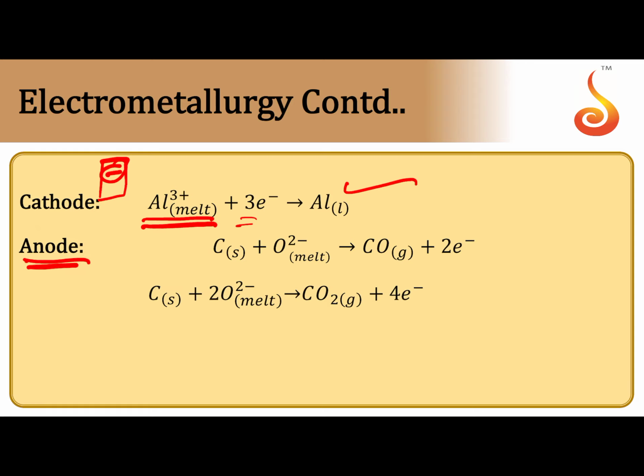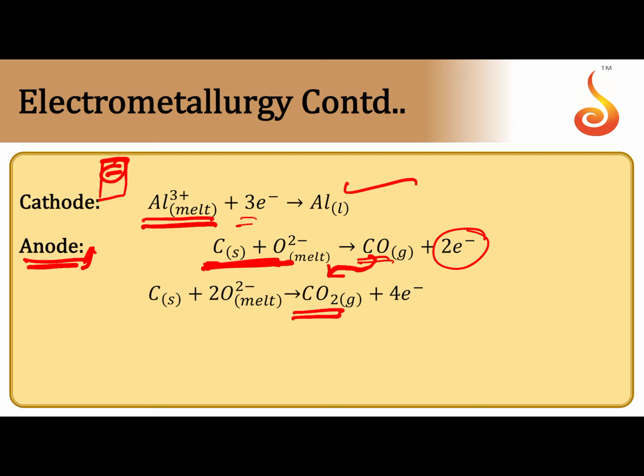At the anode, since graphite rods are used as anode, O2- ion, which is in molten state, combines with the carbon coke forming carbon monoxide. So these electrons have been taken by the anode. Similarly, carbon dioxide also may be obtained. After getting carbon monoxide, that may also be converted into carbon dioxide.